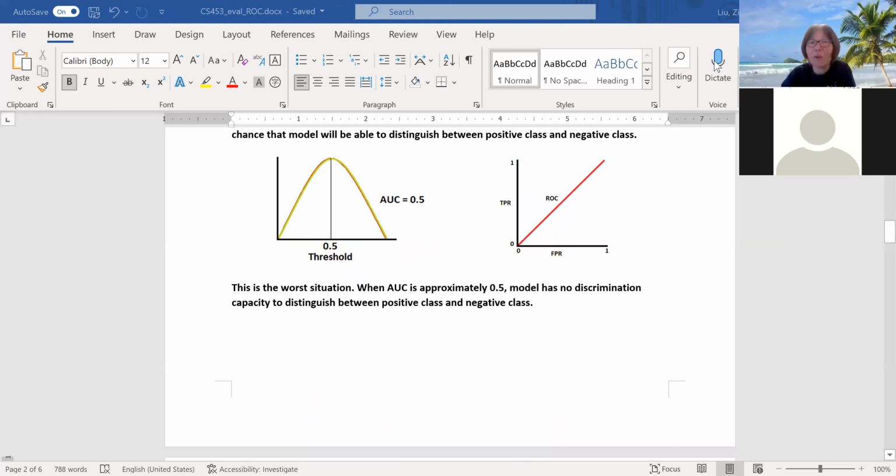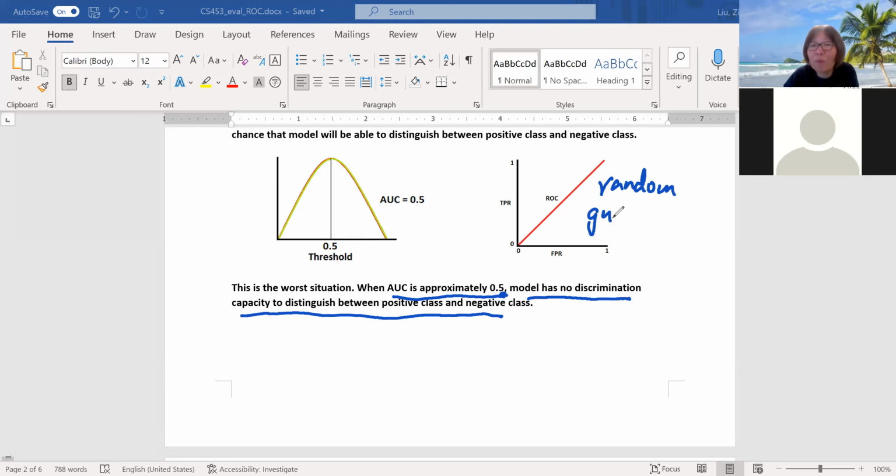Then the third case is where both overlap together. Then the AUC is just 0.5. Basically the model has no discrimination capacity to distinguish between positive and negative. This is like random guessing; you can also get this kind of distribution. So that's not a good idea.